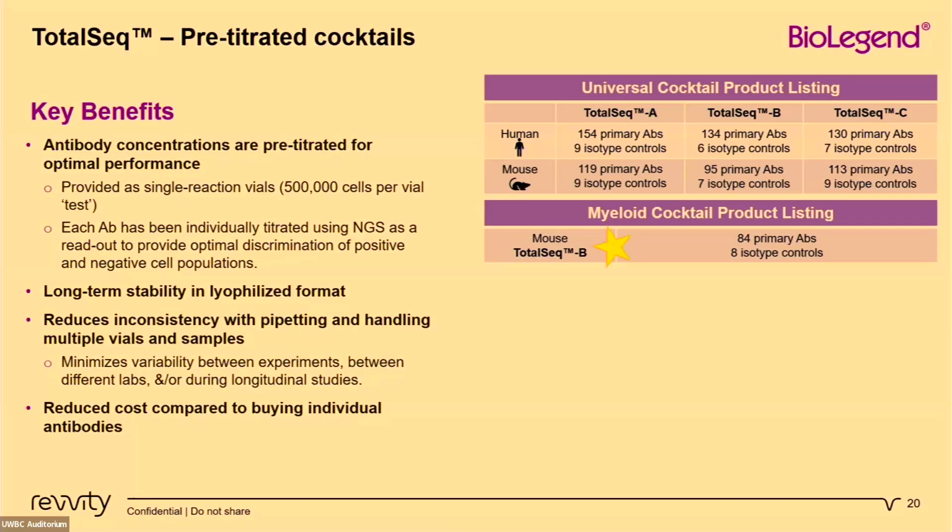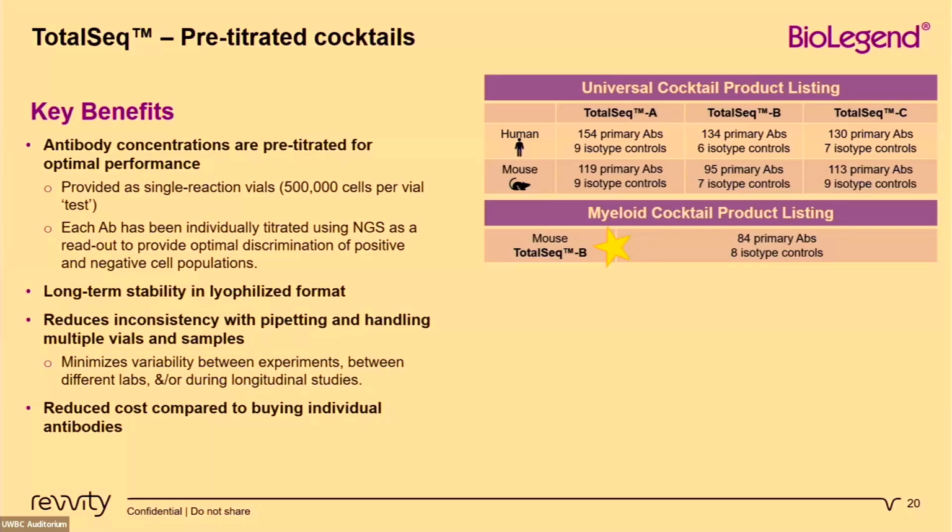You can label 500,000 cells per vial, which is one test. They're sold in a pouch of 5 cocktails. Because they're lyophilized and individually vialed, you can reconstitute one at a time. You don't have to do them all at once. You can open the pouch and do one this week and one 3 weeks from now, and it's still the same performance. Each antibody in these cocktails has been individually titrated using NGS as a readout to provide optimal discrimination of positive and negative cell populations.